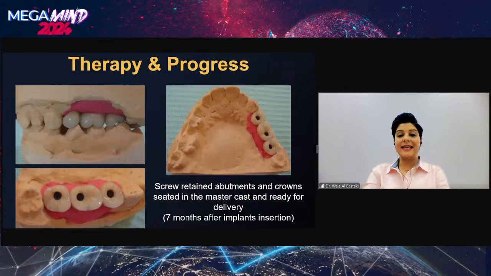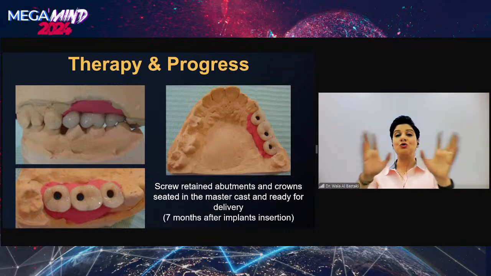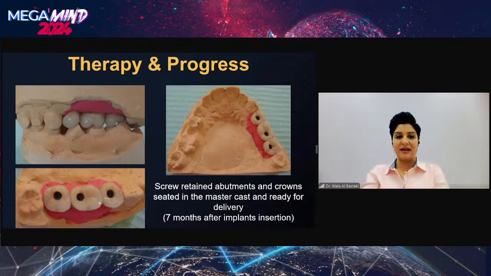And here are the screw-retained abutments and crowns seated in the master cast and ready for delivery 7 months after implant insertion. As a personal preference, I prefer screw-retained. I'm a fan of screw-retained prosthesis. In this case, due to the challenge of the space, I'd rather have the screw getting loose every now and then. If I have to choose between the disadvantages that I might face, I'd rather choose the screw getting loose than the patient coming with the crown in her hand every now and then.